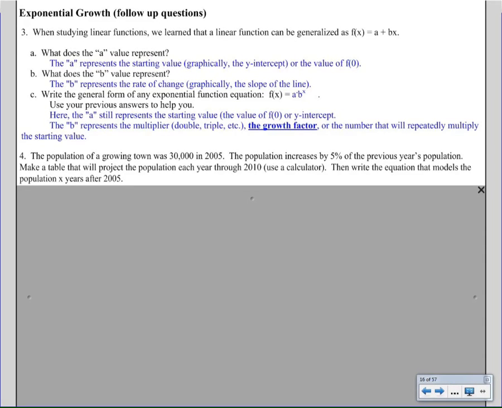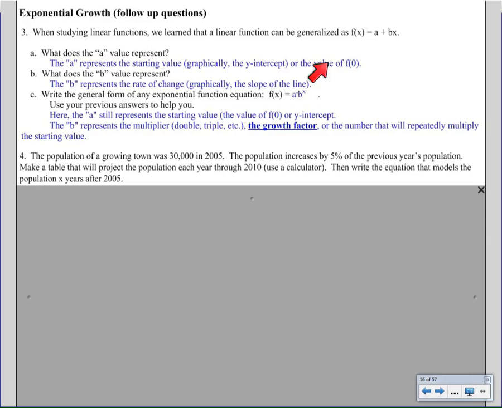All right, here's a follow-up to the first lesson on exponential growth. In the last video, we made some observations, and what we learned is if a function is in the form of a times b to the x, that's an example of what's called exponential growth, and the variable here is an exponent.